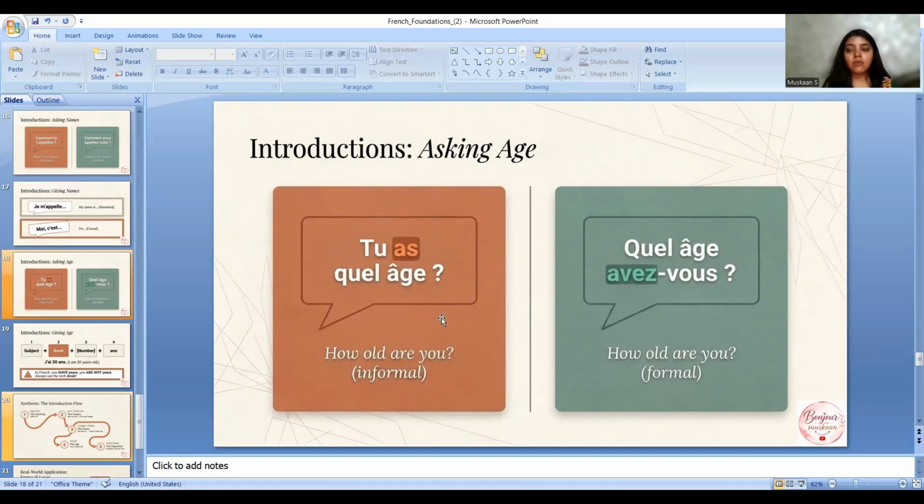Here we always use the verb avoir when we are asking about age, and when we are answering about our age also. We have already done the verbs être and avoir before, right? So it will be "Tu as quel âge?" How old are you in the informal way. Then "Quel âge avez-vous?" means how old are you also, but in the formal way. Yes. Now, how do we answer this?